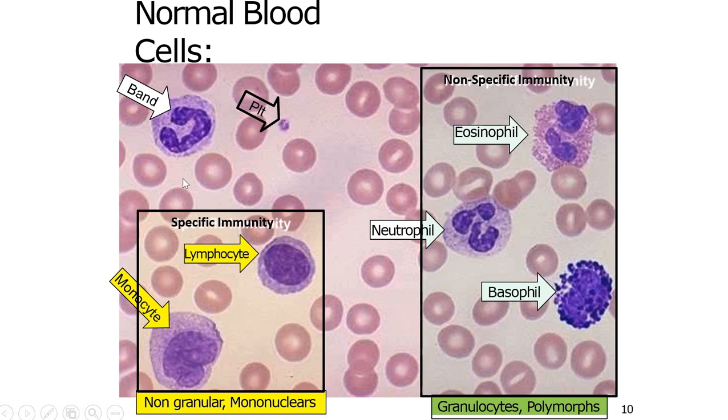So this is a normal peripheral smear, and we are seeing the various blood cellular elements. Now we know blood has 2 components: one is a liquid component, which is the plasma, and the cellular component, which includes 3 types of cells: RBCs, WBCs, and the platelets. These are the RBCs, which on a peripheral smear appear spherical. That is, they are normocytic and normochromic.